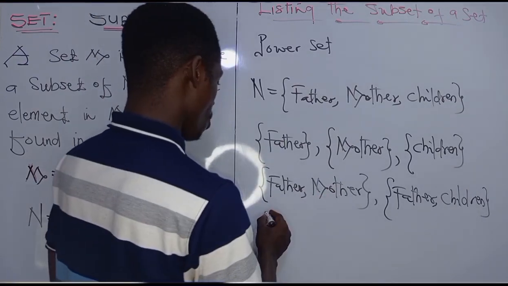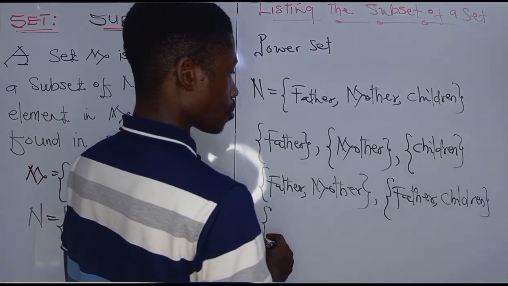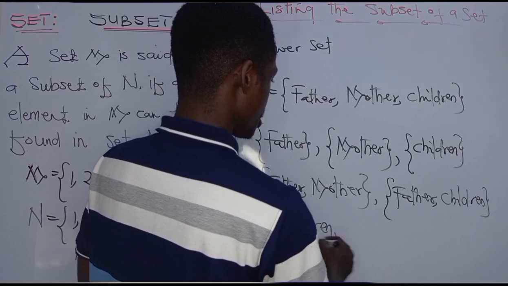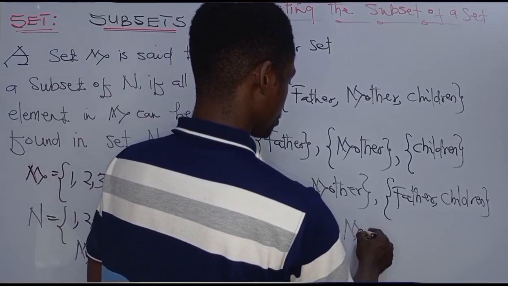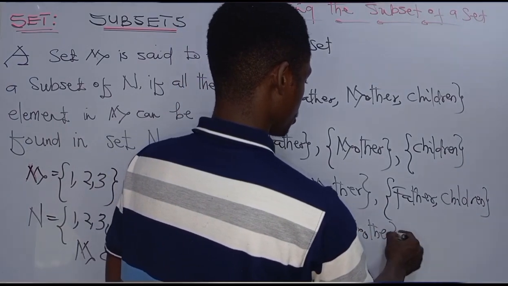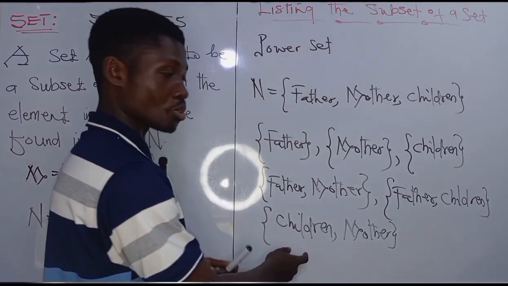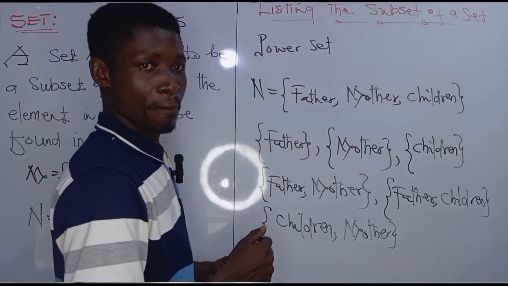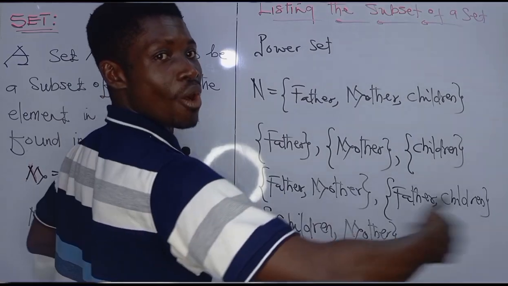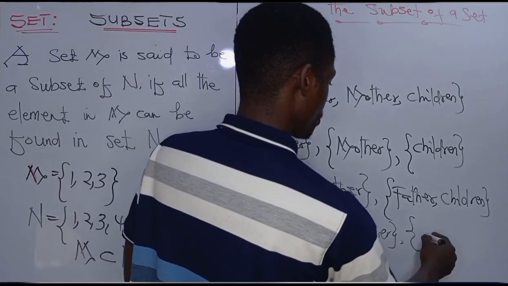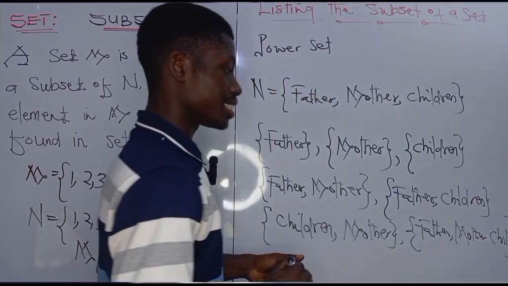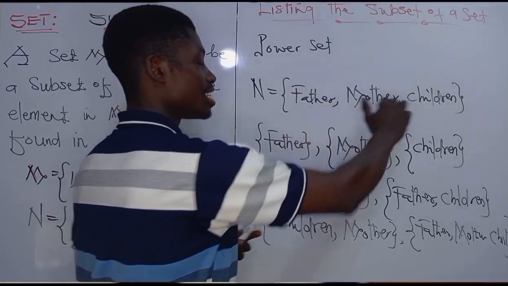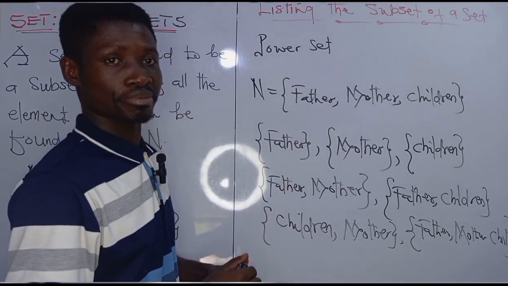I can also decide to combine what again? Children and then the mother. And this also becomes what? A subset of the nuclear family. I can also decide to combine all the three of them. And this set also becomes what? A subset of the nuclear family.